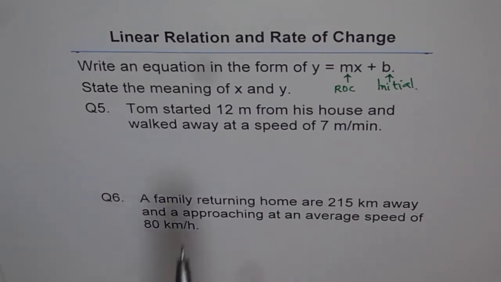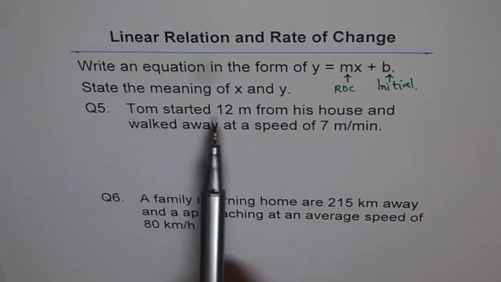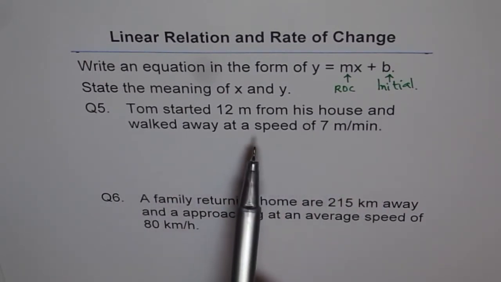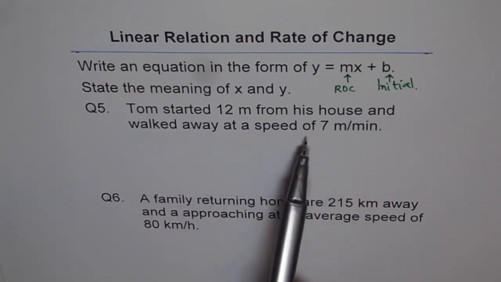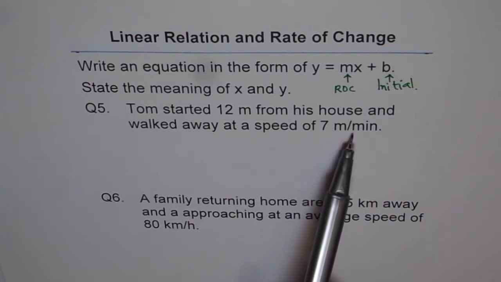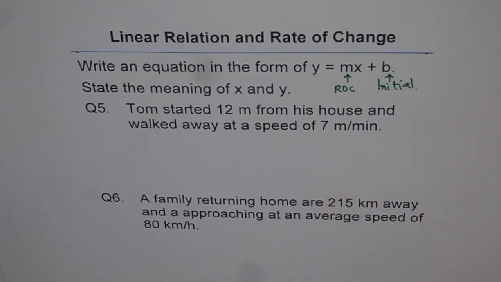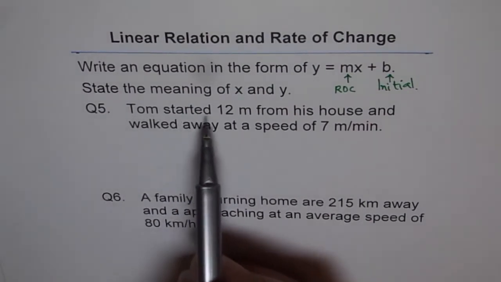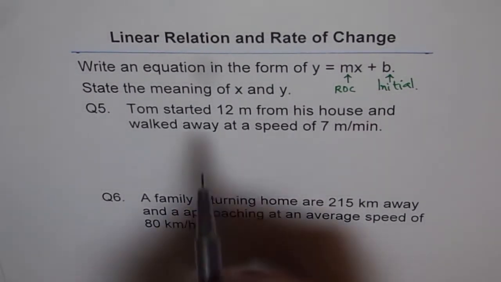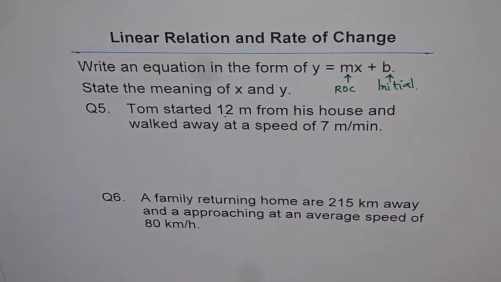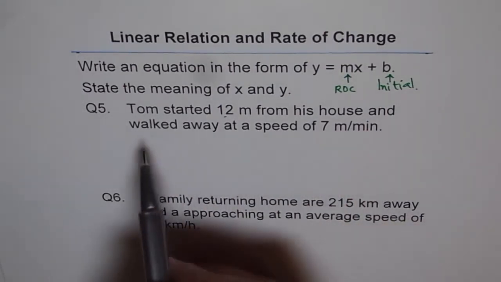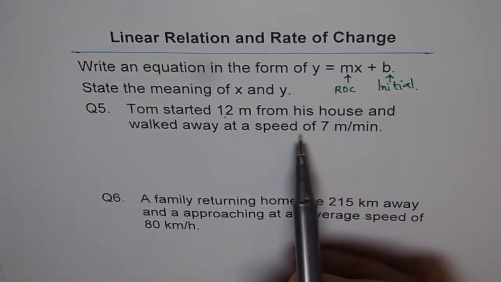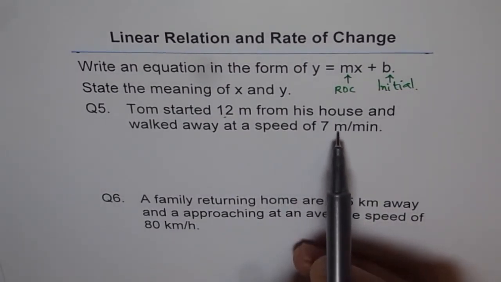Question number 5. Tom started 12 meters from his house and walked away at a speed of 7 meters per minute. So what is the initial position? Tom started 12 meters from his house. So b is 12 meters. And walked away, that means distance is increasing, right? At a speed of 7 meters per minute.